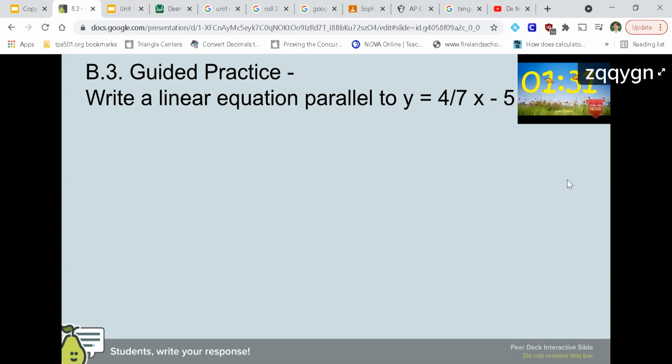Again, there are an infinite number of answers to this problem. It can go through any point. There's no constraint about that.